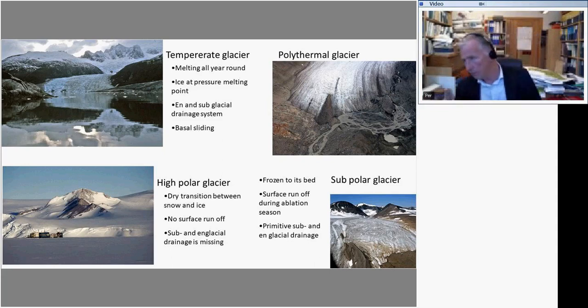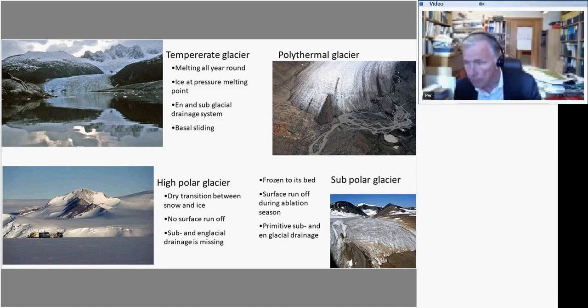So they can be, if they are very thick, as for example in Antarctica, then it will reach the pressure melting point at the bed. But normally they are frozen to the bed, and the polar glaciers are subdivided into two different groups. One is the high polar glacier, which is what we find, for example, in Antarctica, where the transition between snow and ice is completely dry. There is no water or meltwater involved in this. There is no surface runoff, and there is no englacial drainage.